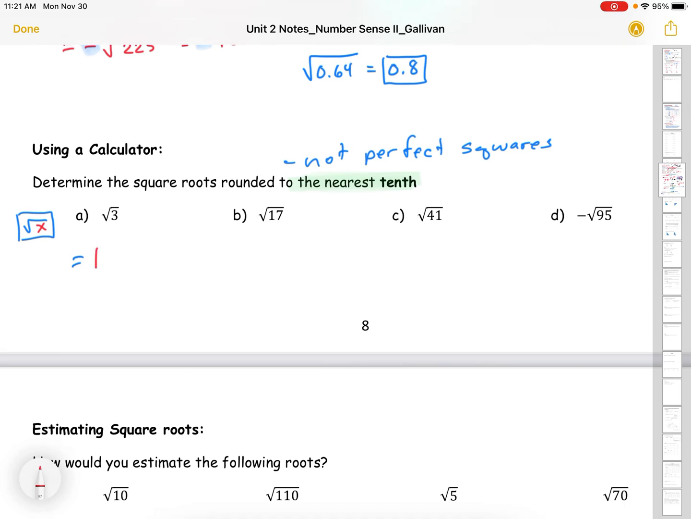So square root of 3 is 1.7, and it says to the nearest tenth, right? Square root of 17, put 17, hit that button, I'll get 4.1. Square root of 41, punch it in my calculator, I'll get 6.4. And then here, my negative sign's outside the bracket, so I can keep that, and I'll get negative 9.7. That's really using your calculator to calculate it, okay?